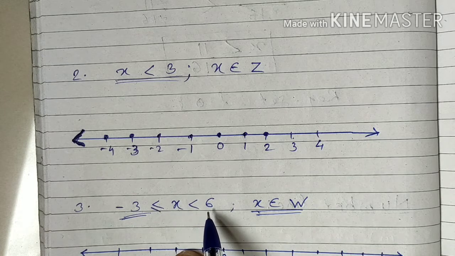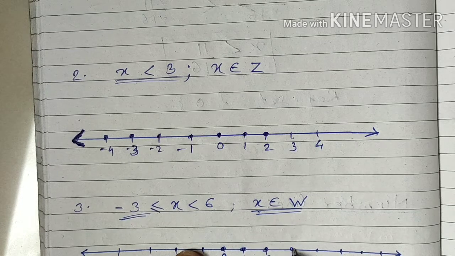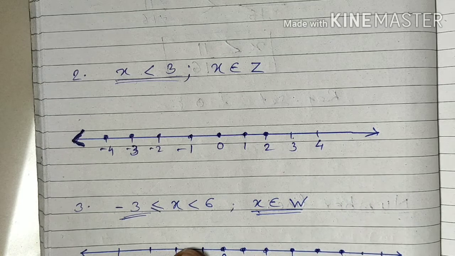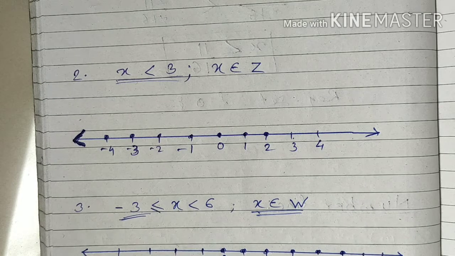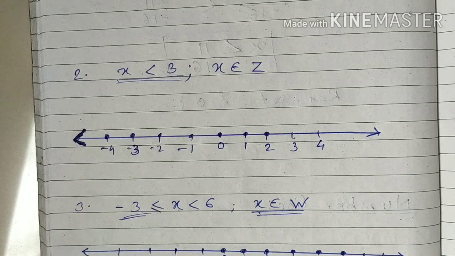So x is less than 6. Less than 6 means 0, 1, 2, 3, 4 and 5. 6 is not included in that. Got it? So this is the representation of this inequation on the number line.